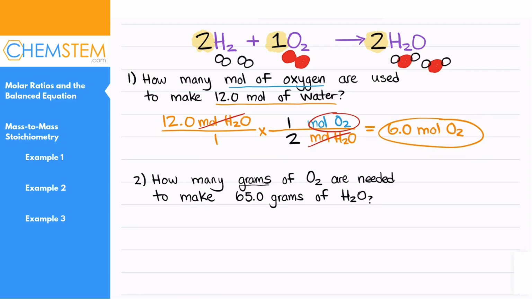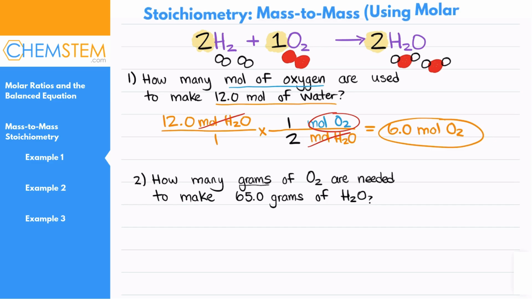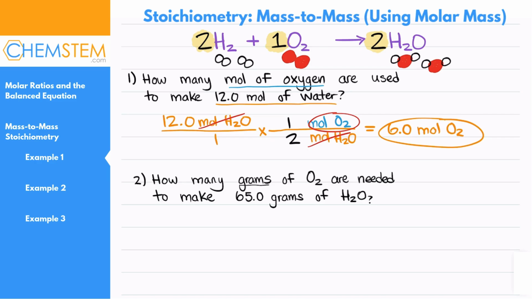But one thing you've got to understand in chemistry is that moles are like the main currency. You can get into and out of a mole. You can use molar mass to convert grams to moles or moles to grams, and we're going to do that here. Question 2: how many grams of oxygen are needed to make 65 grams of water?